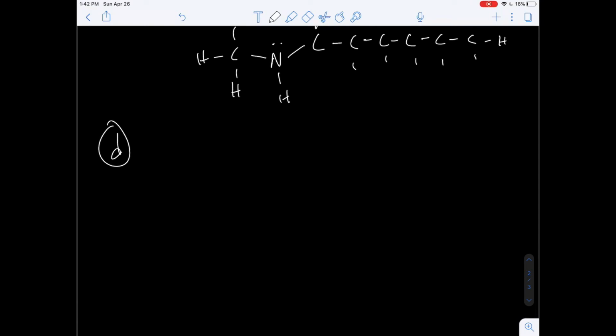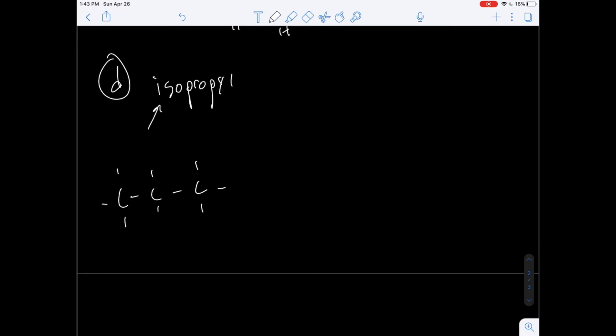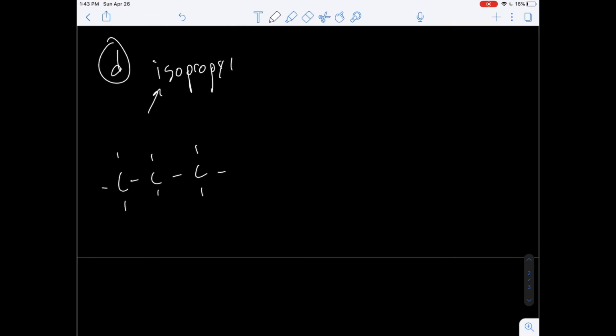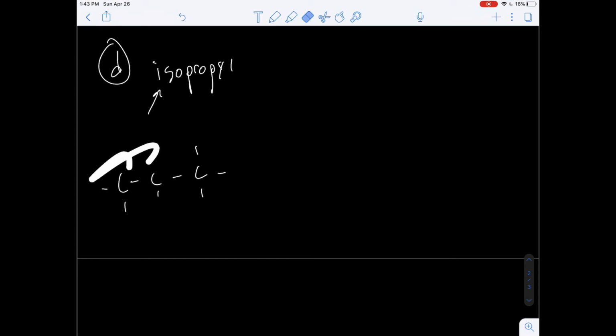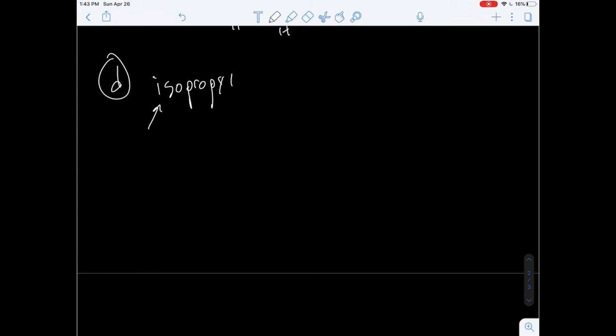We have isopropyl. Okay, isopropyl is not super common. That's a structural isomer of the propyl group. So a straight chain propyl group would look like this. All hydrogens. An isopropyl group is slightly different. Instead of CH3, well, we'll draw it in the structure, so you'll see in a minute. So isopropyl pentanoate.